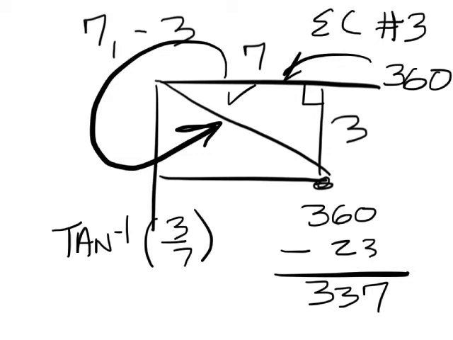So that's where we came up with the 337 pi over 180. And now you have to find the r value, which would be 7 squared plus 3 squared, and then the square root of that answer. 7.6 and 337 pi over 180.